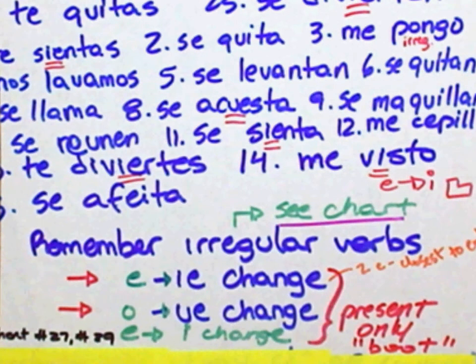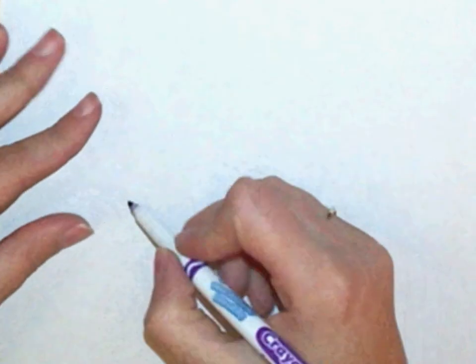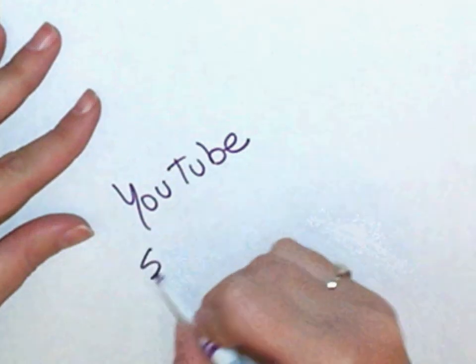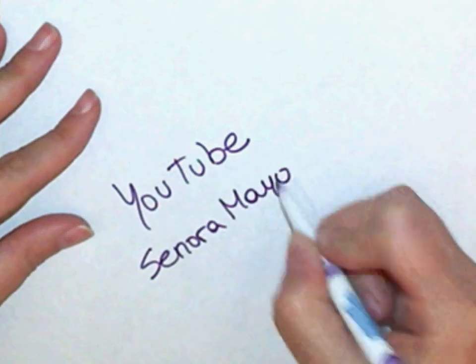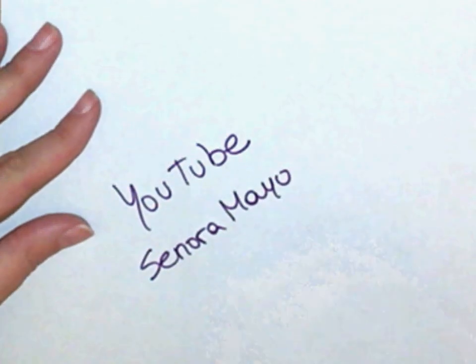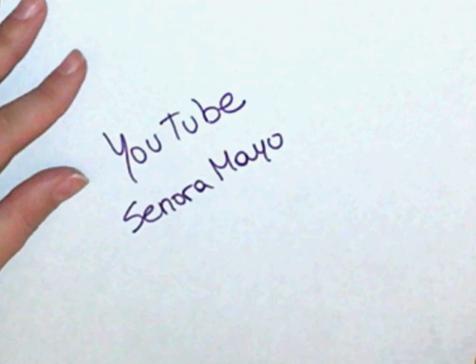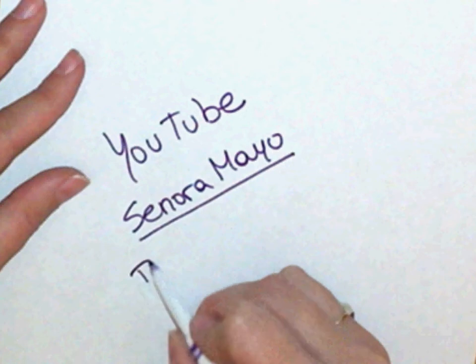Double check. Okay. I'm going to show you a couple of videos, and I want to remind you, if you want to jot down some notes here. If you go to YouTube, just type in the search bar, SenoraMayo, all one word. You don't need the ñ there. You don't need to figure out how to do that ñ. Okay. So if you type in SenoraMayo, it should come up with my channel. You click on my channel, then it'll say browse videos. Click on that link.